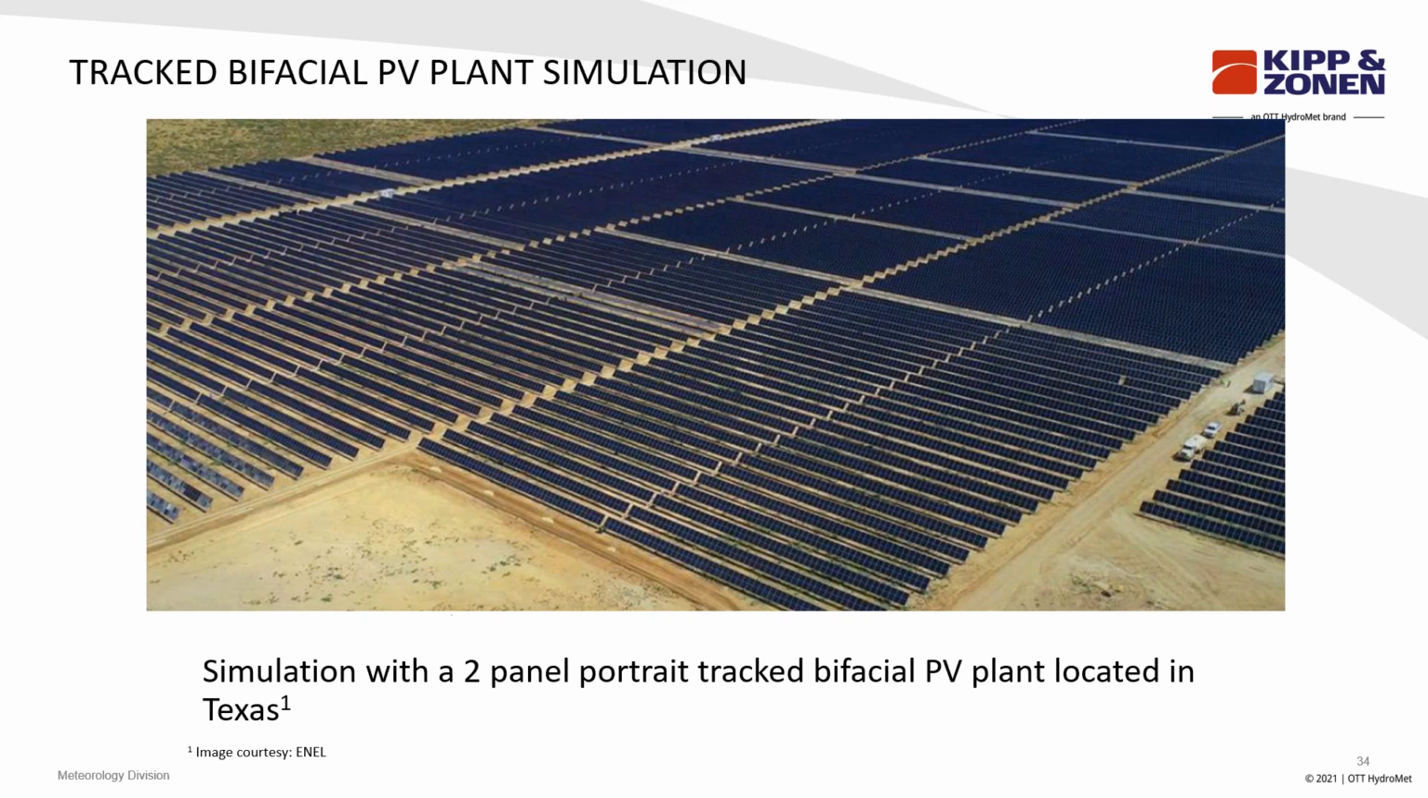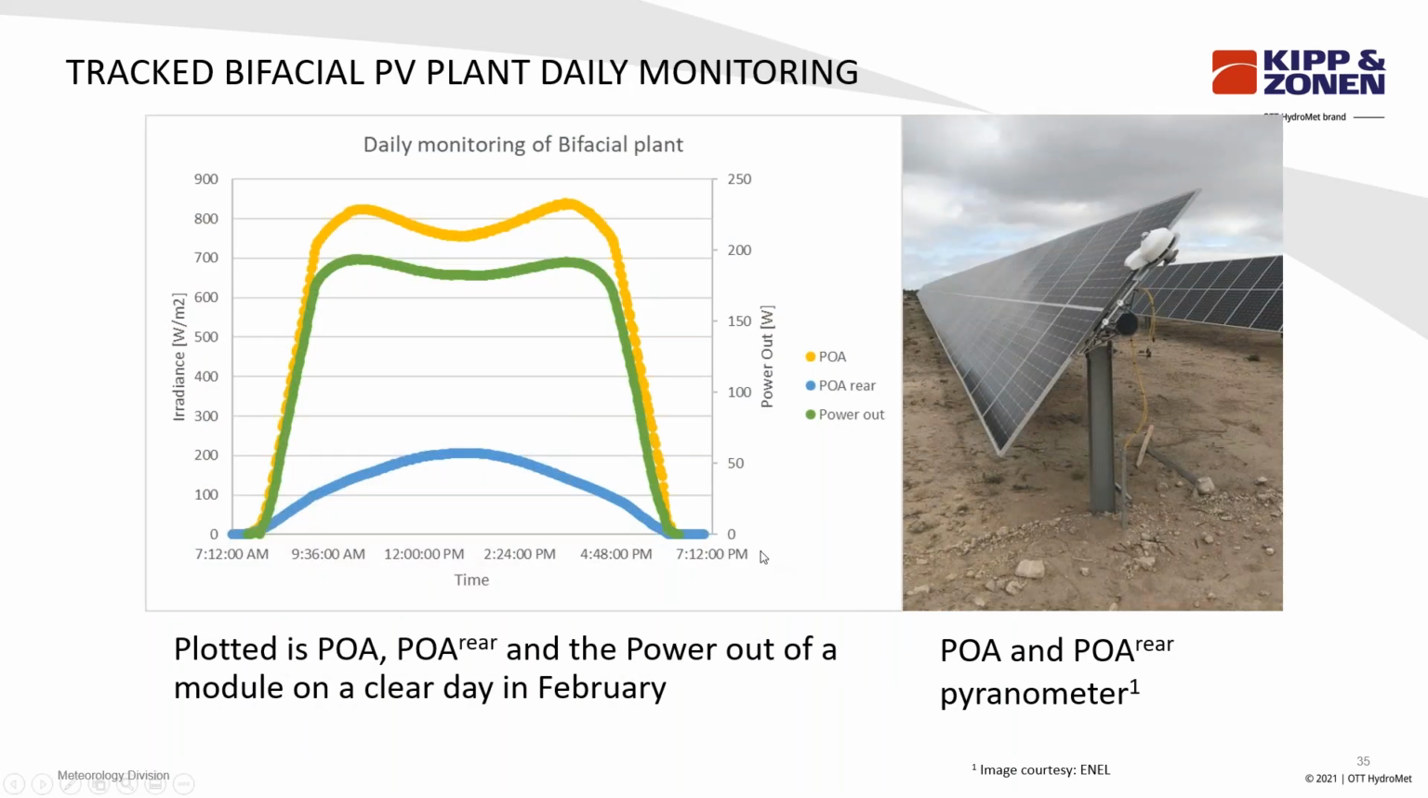Now we're going to move on to a tracked bifacial plant simulation. For this, we have chosen a 2-panel portrait plant design as, for instance, is shown here on the photo in Texas. And as a location, we've also chosen Texas. The data that comes out of a measurement at such a plant can look like the graph on the left here. We have the irradiance on the left axis, and on the right axis, we have the power output of the plant. Here is the data over the time of 1 day.